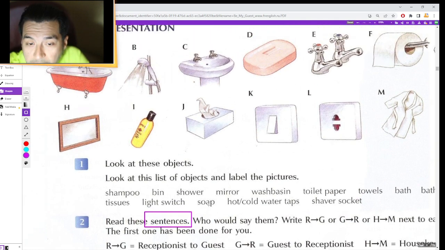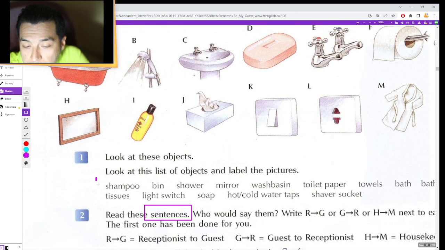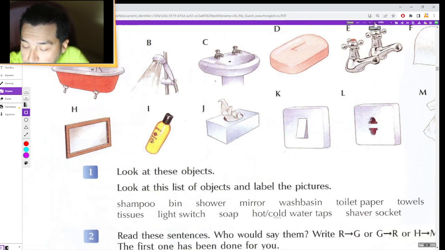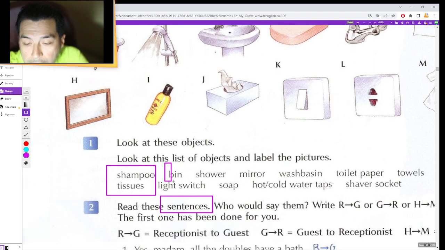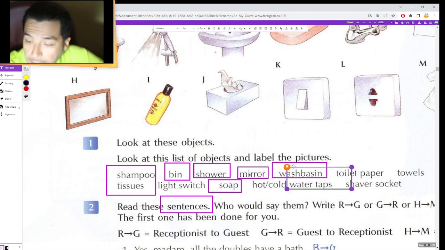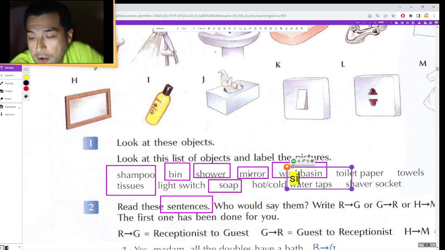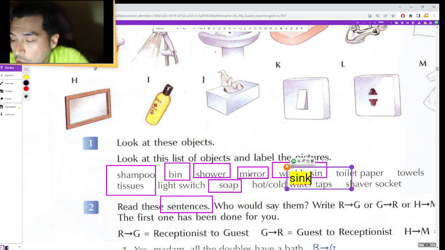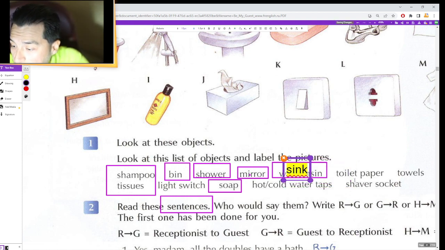The objects in the bathroom. We have shampoo, tissues, light switch, the trash bin, the shower, soap, mirror, the wash basin. Wash basin or the sink. In the United States, we call it the sink. We have the water taps, toilet paper, shaver socket, towels.